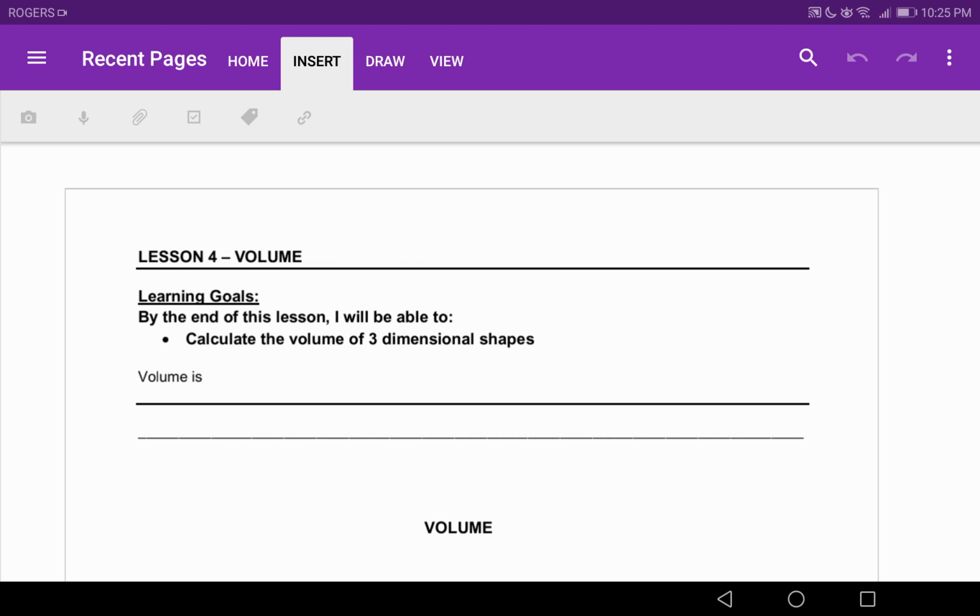All right, everyone, welcome to lesson 4, our third last lesson for this unit. The topic is volume, so we are going to learn how to calculate volume of 3D shapes. So in the first 3 lessons, we started to learn about perimeter and area. And so perimeter and area are exclusively only for 2D shapes, flat surface shapes.